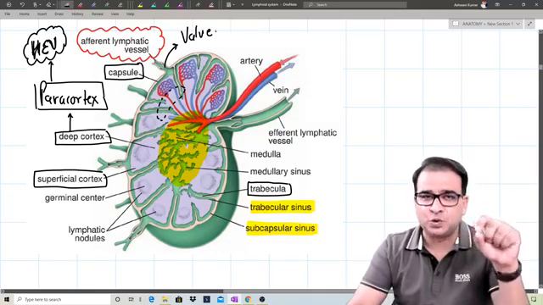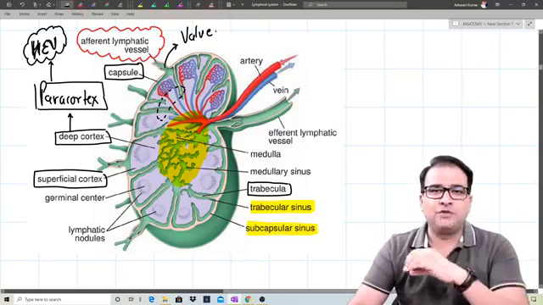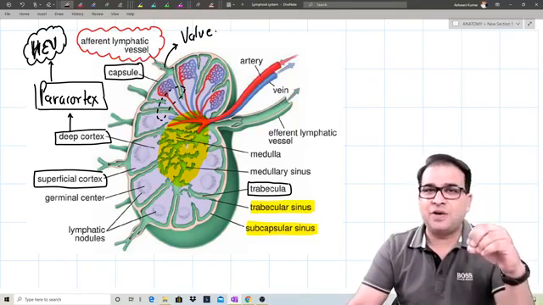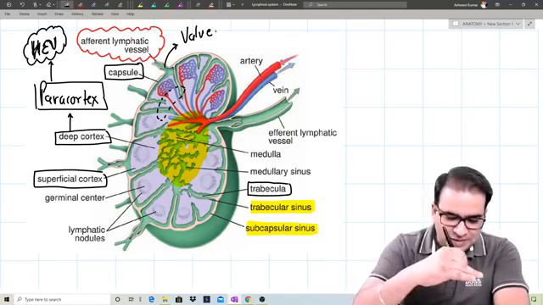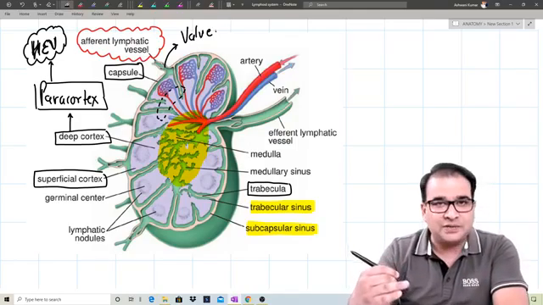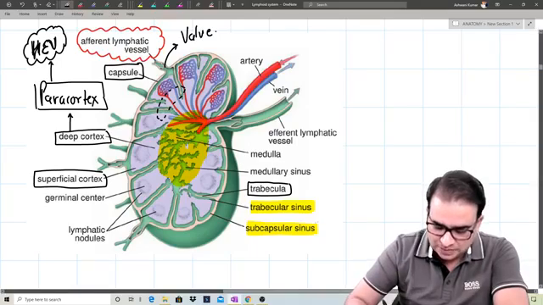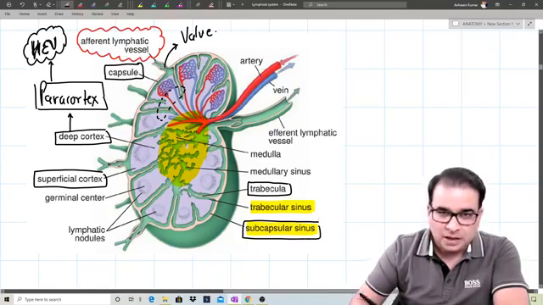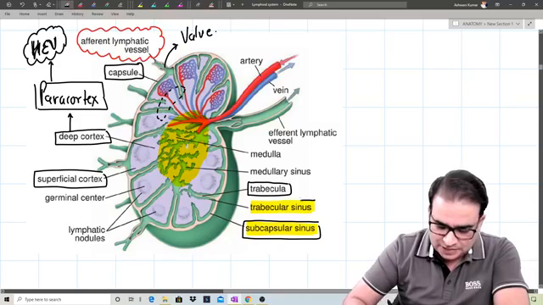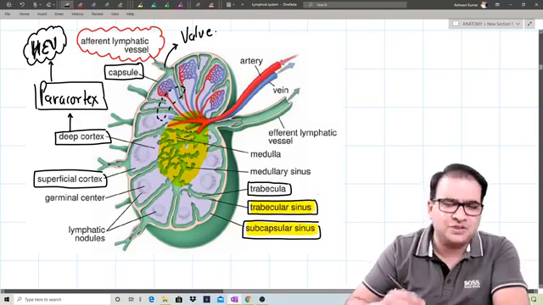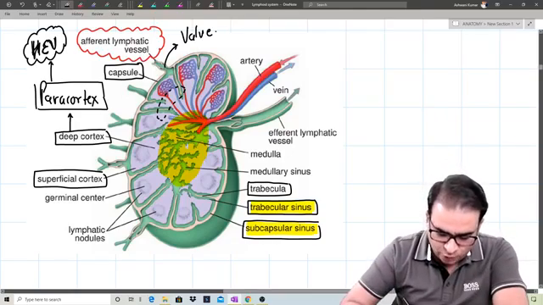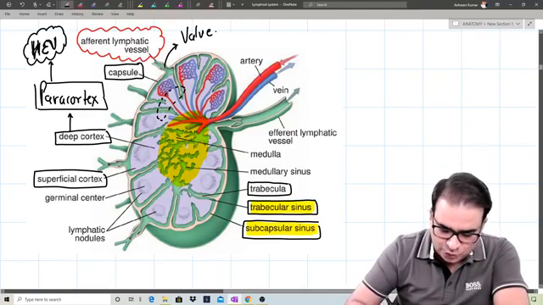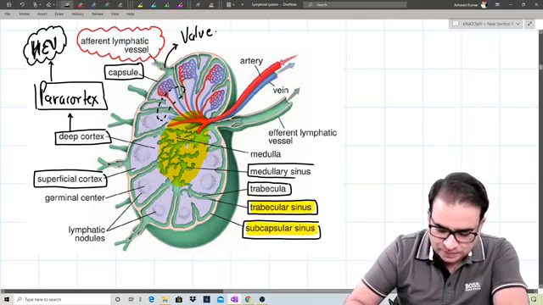Essentially, we have a valve close to the lymph node also. We have numerous valves inside, but we essentially have a valve close to the lymph node as well. So what you see, the lymph is actually coming through these afferent lymphatic vessels, and then it goes into this subcapsular sinus. Followed from the subcapsular sinus, it goes into the trabecular or paratrabecular or subtrabecular sinus. And then followed from there, it goes into the medullary sinus.